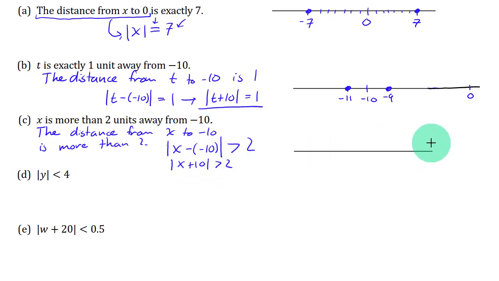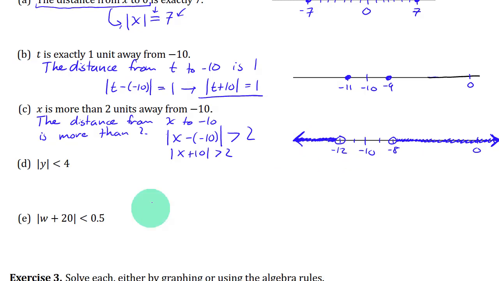So what does this look like? Right, so here's negative 10, 0 out here somewhere. 2 units from negative 10 would be at negative 8 or at negative 12. So we could actually not be equal to 8, but because we're saying more than, it might be like negative 7.9 or negative 7 or anything like that. Over here, got 12, negative 13, negative 12.1, anything like that, but not actually equal to negative 12.